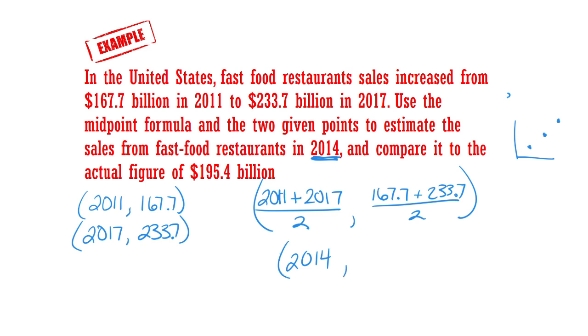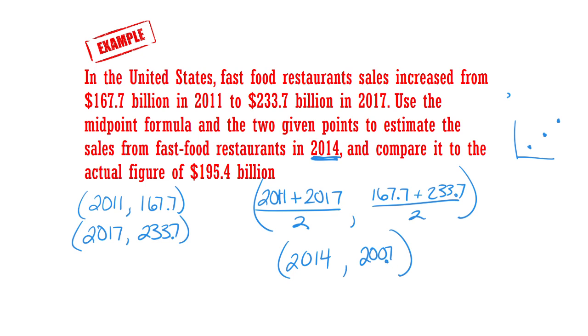All right, this is not quite as pretty, 167.7. I'm just typing this in right now, adding those together, dividing it by 2, and I get 200.7, and that would be billions of dollars in sales. And then what they want us to do is compare it to the actual figure of 195.4 billion. So what do you think? If I were to Google it, here it is, 195.4 billion versus this is what my math got me, 200.7 billion.